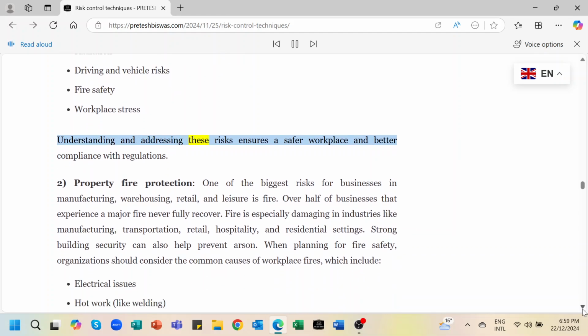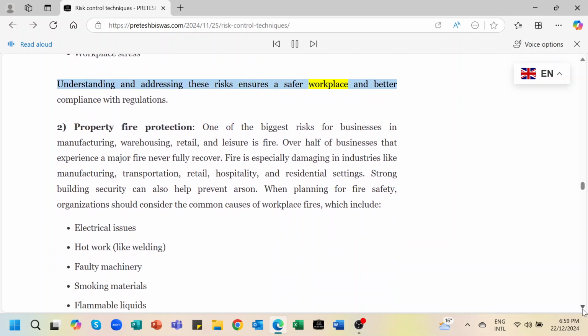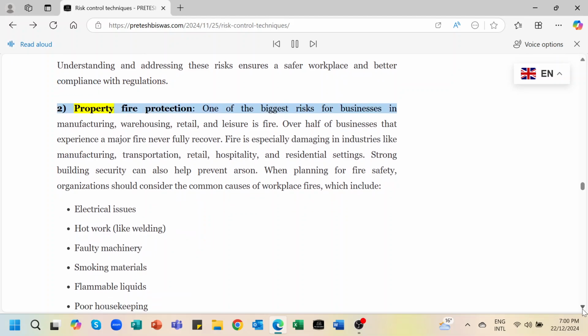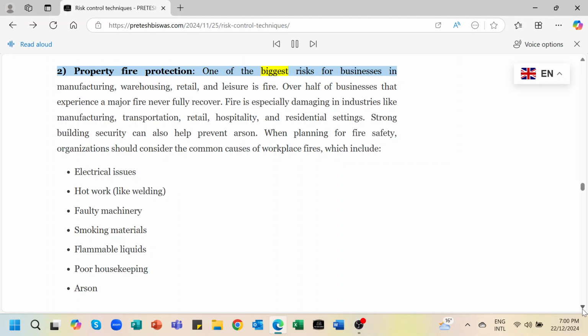Understanding and addressing these risks ensures a safer workplace and better compliance with regulations. 2. Property fire protection. One of the biggest risks for businesses in manufacturing, warehousing, retail, and leisure is fire. Over half of businesses that experience a major fire never fully recover. Fire is especially damaging in industries like manufacturing, transportation, retail, hospitality, and residential settings.